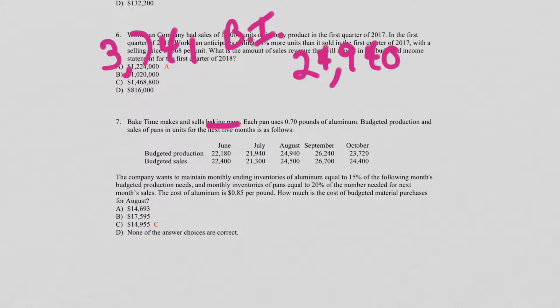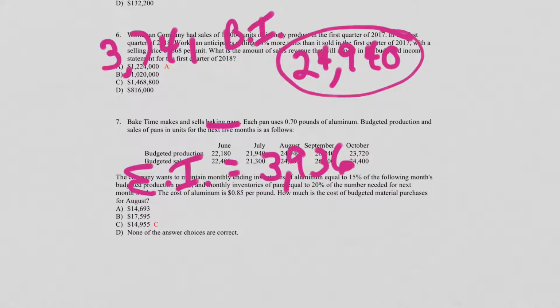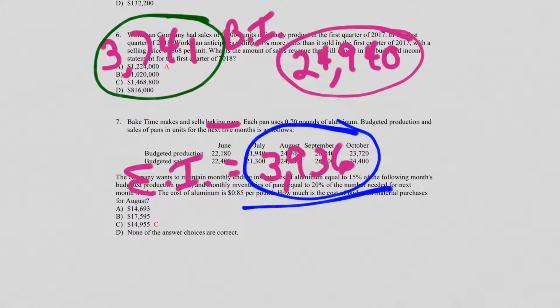Our ending inventory requirement is 15% of the next month's budget, which is September, so 26,240 at 15% gives us our ending inventory. We'll write that over here, 3936. All right, so now we'll apply the formula, which is simply take the production, and I'll start using some different colors, add in the ending inventory, which we need to have, subtract out the beginning inventory since we already had it, and that's going to give us a number, so let's do the math.